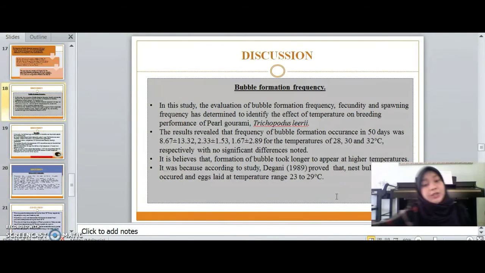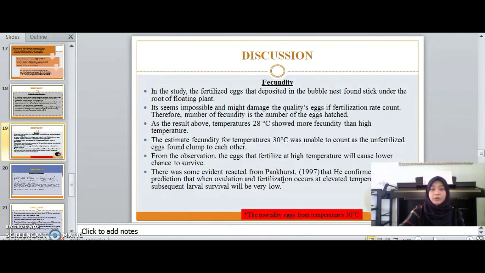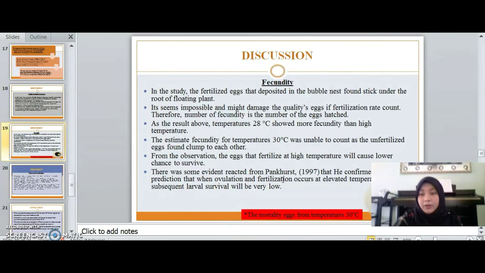Okay, this is the discussion. As for bubble formation, it is believed that the formation of bubbles appears at higher temperature, because a study proved that nest building occurred and eggs were laid at a temperature range of 23 to 26, 29 degrees Celsius. Okay, for fecundity, after observation, it seems impossible, and it might damage the quality of the eggs, to try to count the fertilization rate.